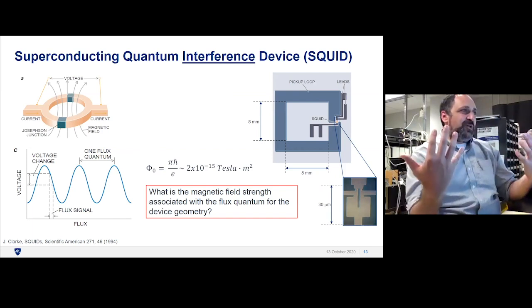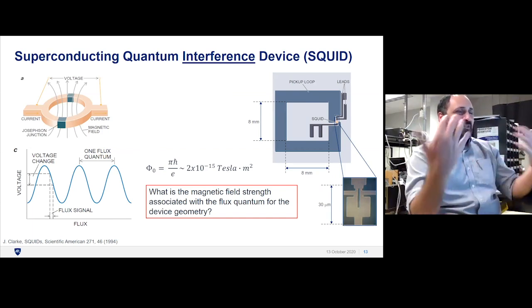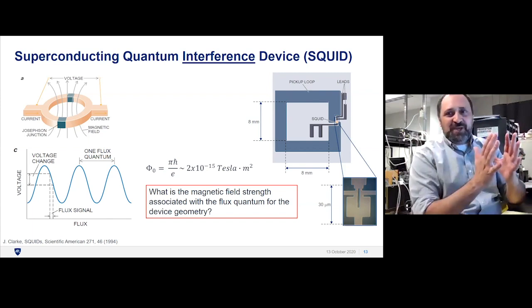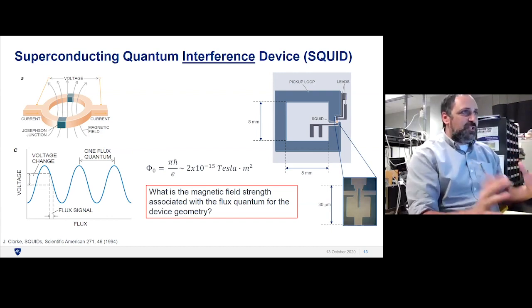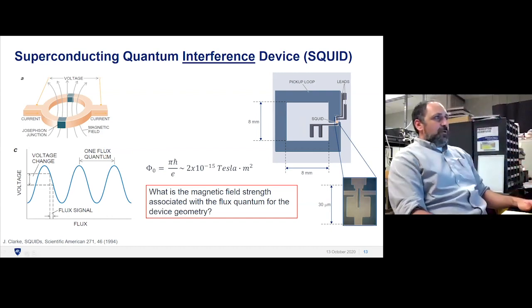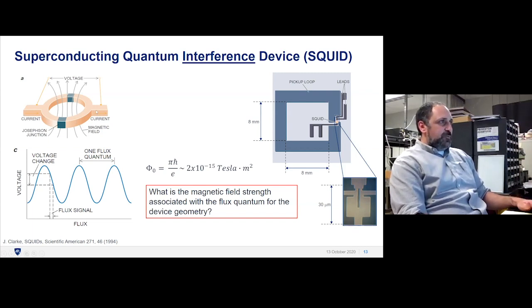So all of that buildup, possibly I should have started with this earlier, but I wanted to keep the quantum magnetometers together. So here's a SQUID, a superconducting quantum interference device. So what you have are two pieces of superconductor, one here and one here. And you introduce a break in the superconductor. It's called a Josephson junction.